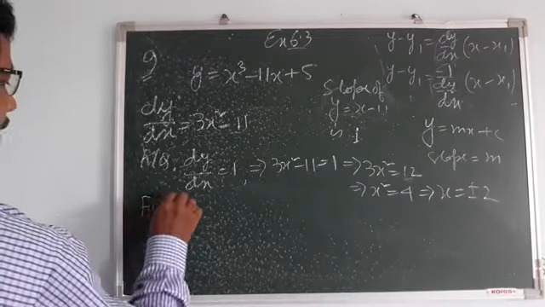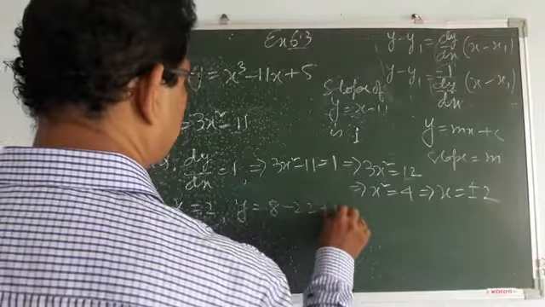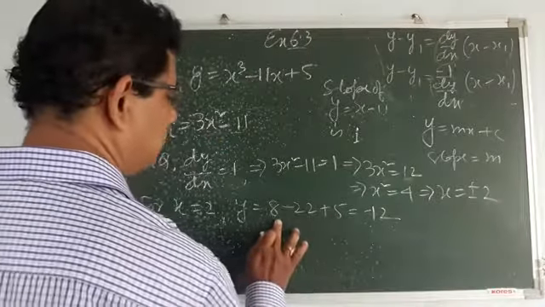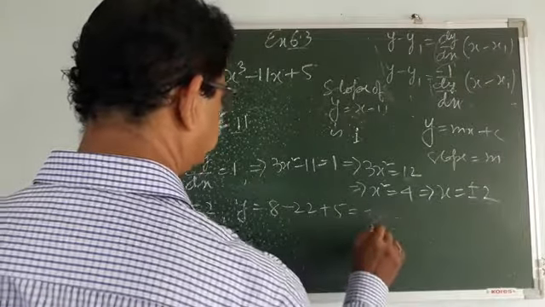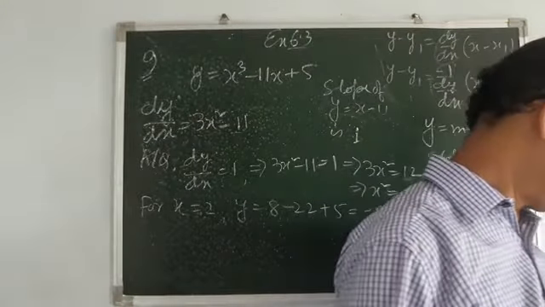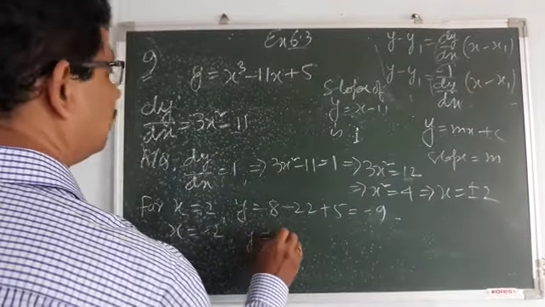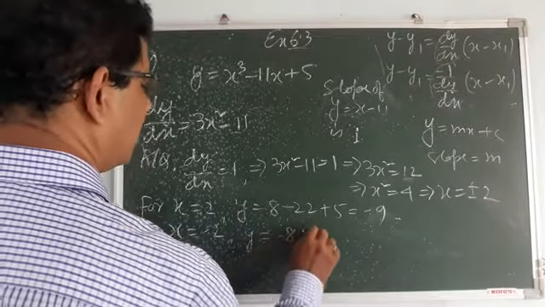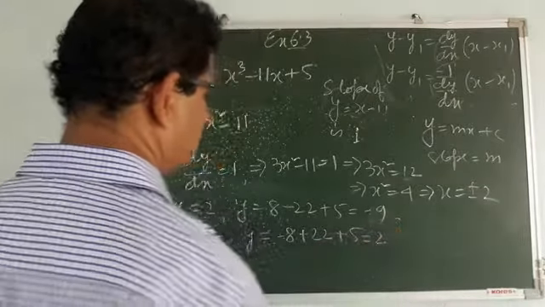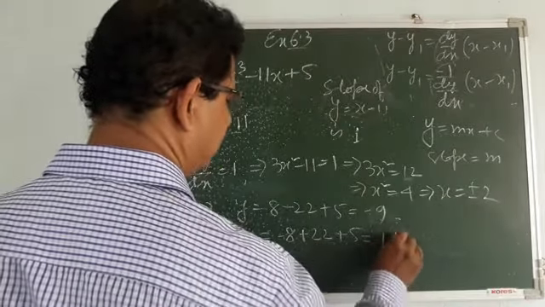For x is equal to 2, y becomes 8 minus 22 plus 5, so it is minus 9. And for x is equal to minus 2, y will be minus 8 plus 22 plus 5, so it is 19.